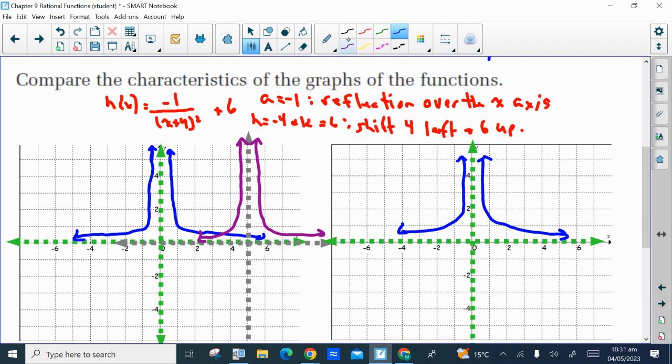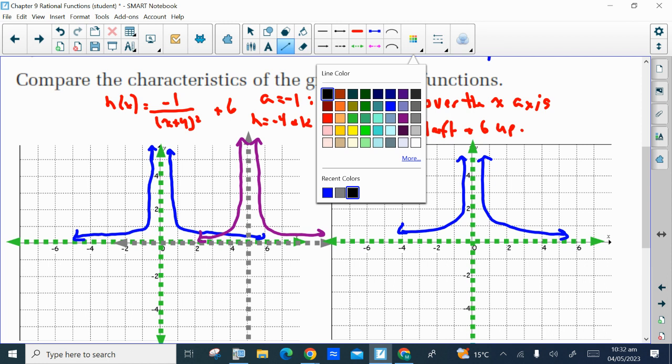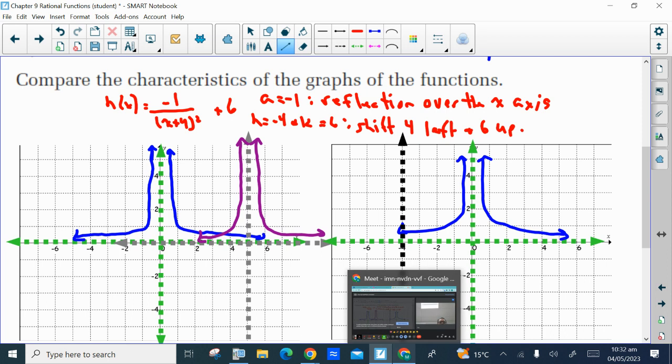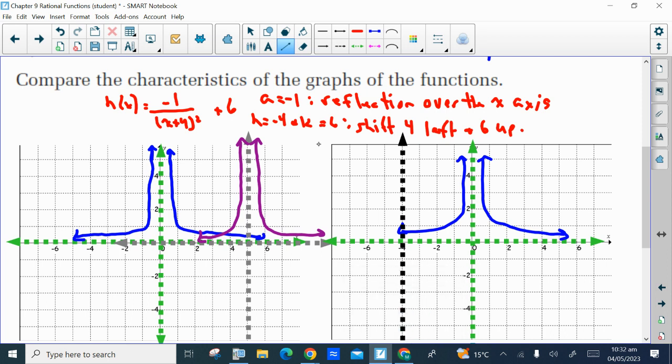And now for h, again, our asymptotes are changing because we go 4 left. Our vertical asymptote is at x equals -4, because we go 6 up. Our horizontal asymptote is way up at y equals +6. And remember, in this case, the graph reflected over the x-axis. So instead of going upwards, it's going to be going downwards.